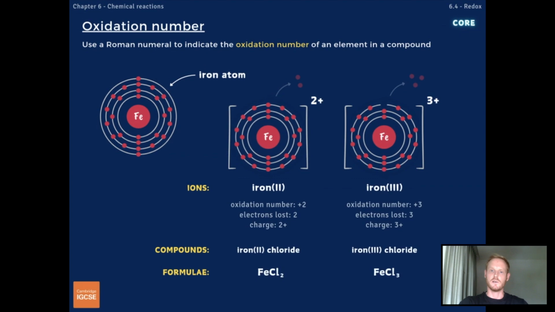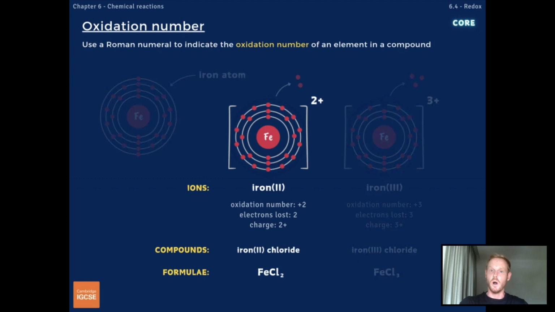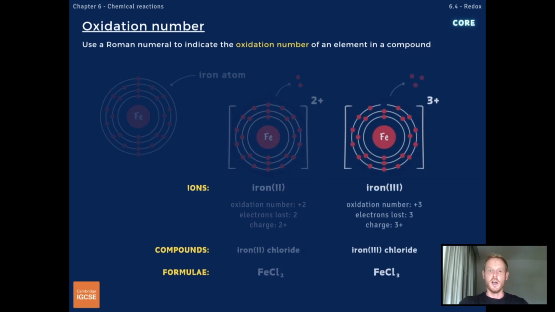Oxidation number, or oxidation state, represents the number of electrons lost or gained by an element in a compound. To indicate the oxidation number of an element, Roman numerals are written in brackets after the element's name. For example, iron can form ions with different oxidation numbers. An iron(II) ion has an oxidation number of +2. This means it's lost 2 electrons and has a 2+ charge. An iron(III) ion has an oxidation number of +3. This means it's lost 3 electrons and has a 3+ charge.